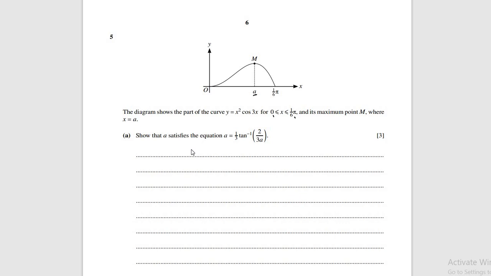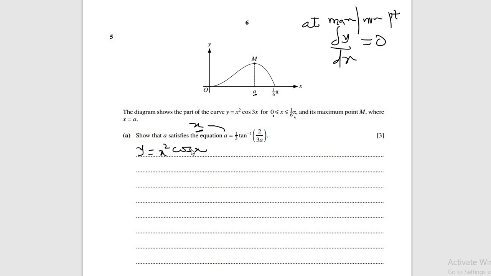Now, since they mentioned maximum point, remember that a is the value of x at the maximum point, which means indirectly they asked to find the value of x at the maximum point. So, what's the equation? The equation is y equals x squared cos 3x. Remember that at a maximum or minimum point, dy/dx is always equal to 0. That's the stationary point. But they've already told us the nature of the point is maximum. You don't need to test it anymore.